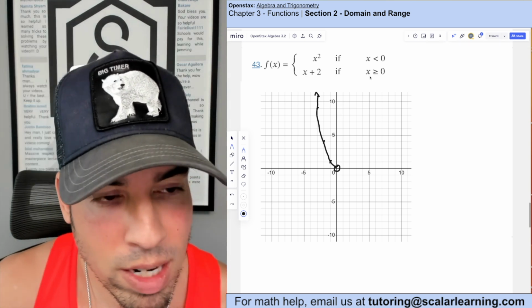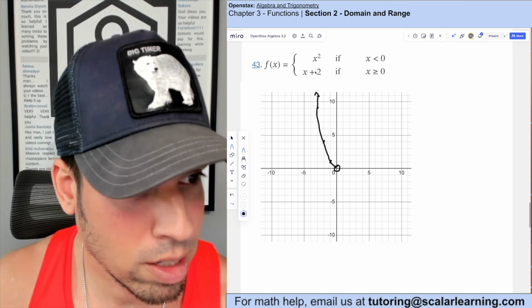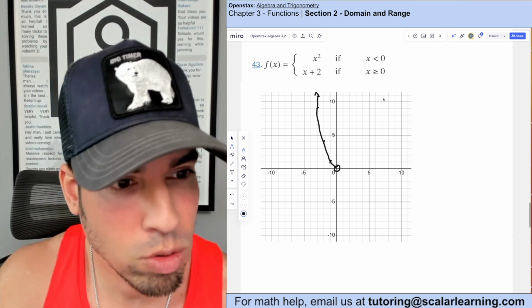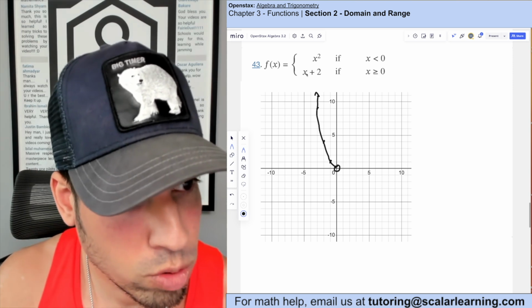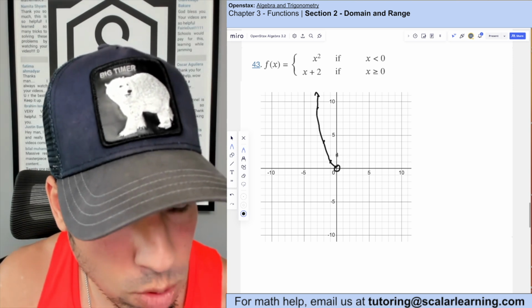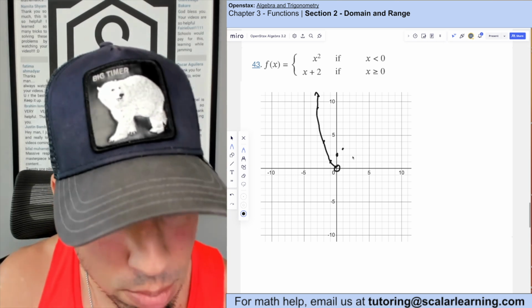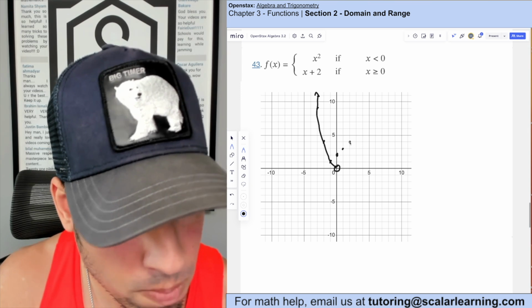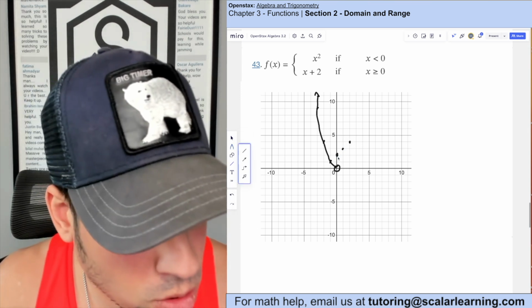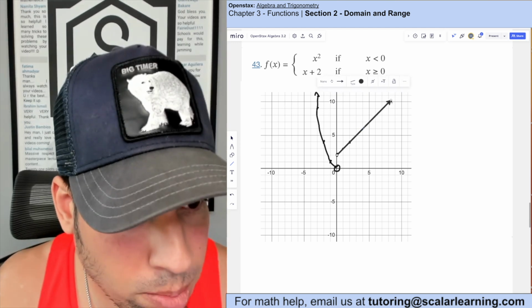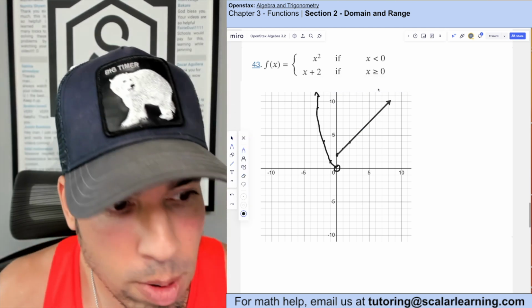Now to the right, when x is greater than or equal to 0, it's x plus 2, which is again a line. Slope of 1, y-intercept of 2. But you don't need to know that. We can do plug and chug. Plug in 0, 0 plus 2 gives us a nice value of 2. Then we plug in 1, 1 plus 2 is 3. Plug in 2, 2 plus 2 is 4. That validates what we thought, right? It is indeed a line with a slope of 1 and a y-intercept of 2. And now we got a nice graph there to represent that.